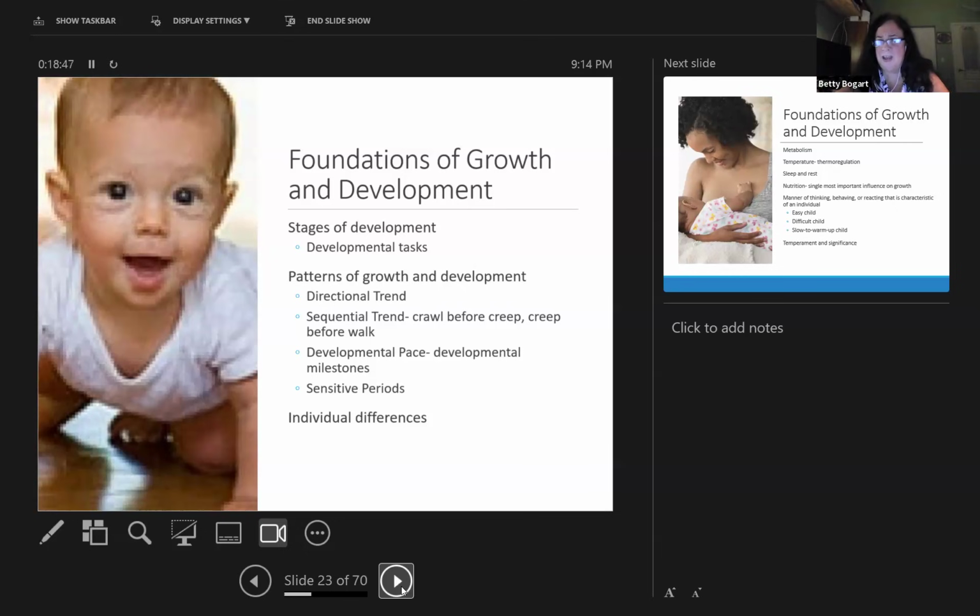We know there's directional trends, how they grow tall. Again, that sequential trend. The first thing a baby does is lift their head, right? The second thing they do is turn from their bellies to their back, and their backs to their belly. And then they're up on their knees, and then they crawl, and then they get up and they creep and they walk. And that's within 1 year. That's the sequence. And that's of gross motor skills.